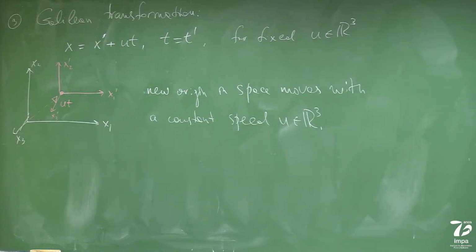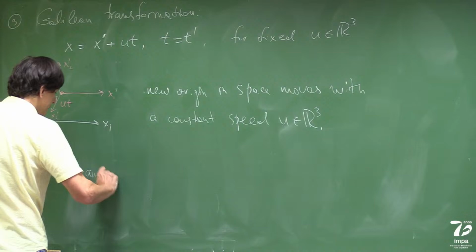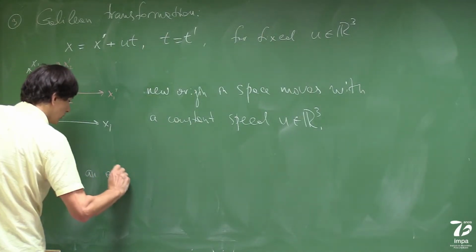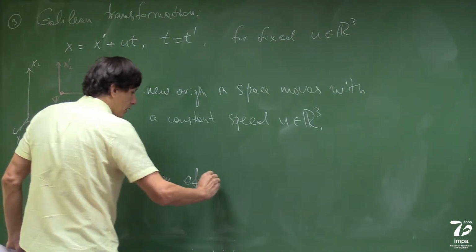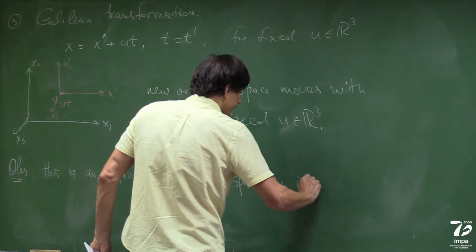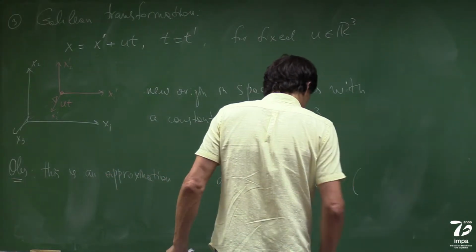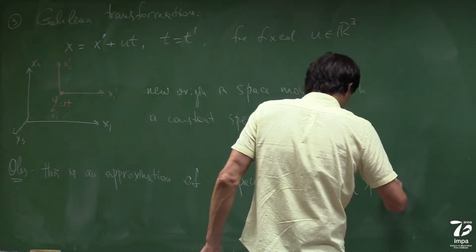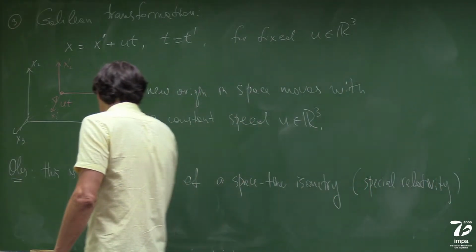speed? But in fact, we will see that it's actually an observation. We will see that this is an approximation. So the approximation of a space-time isometry for the special relativity theory at small speeds.